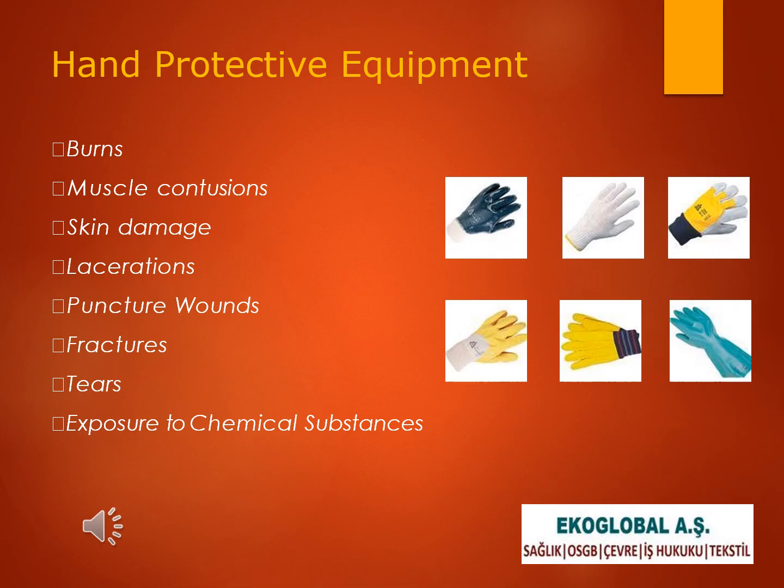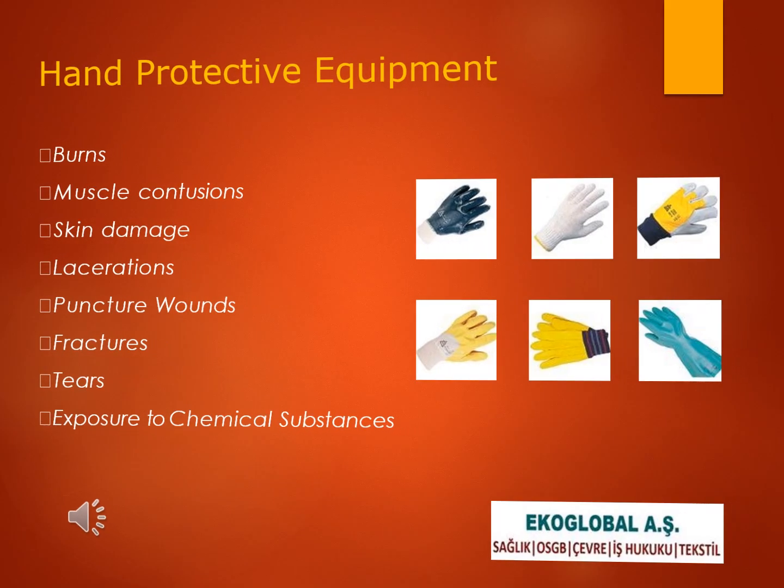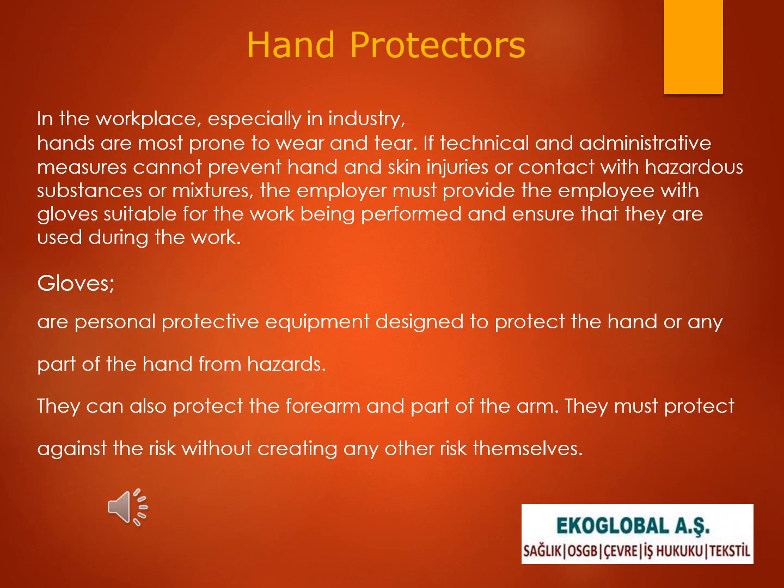Hand protective equipment must be used to avoid risks such as burns, muscle contusions, skin damage, lacerations, puncture wounds, fractures, tears, and exposure to chemical substances. In the workplace, especially in industry, hands are most prone to wear and tear.